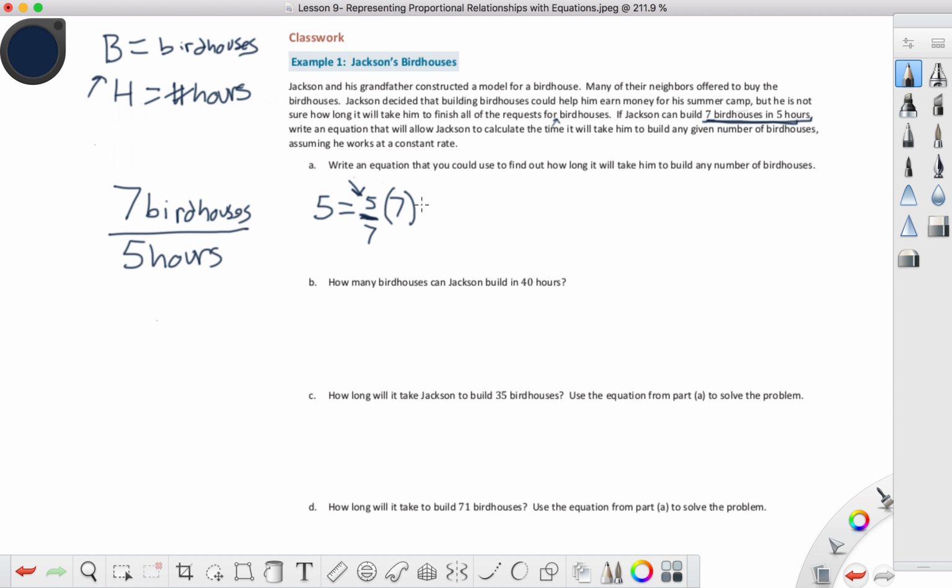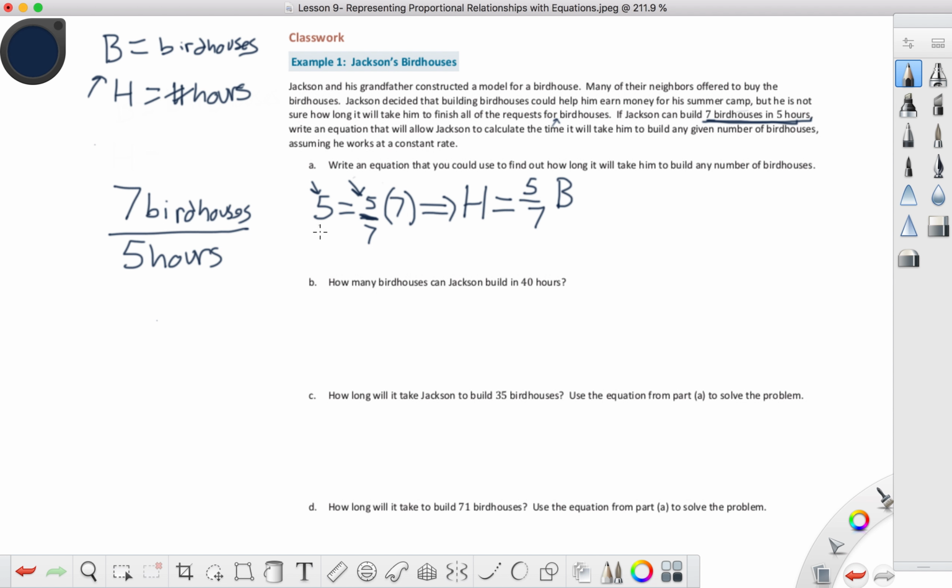So what I can do here is kind of work backwards. If 5 is the number of hours, I can say that H, so this isn't really equal, so I'm going to make a little arrow thing. H, the number of hours, is equal to 5/7 times the number of birdhouses, B. I didn't put parentheses there because if I have a variable, I can just write the number right next to the letter. But this means 5/7 times B, or 5/7 times the number of birdhouses.